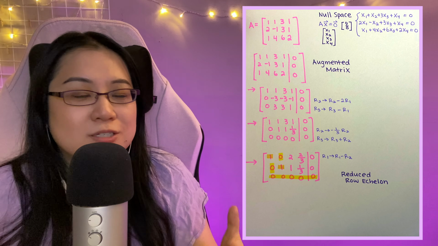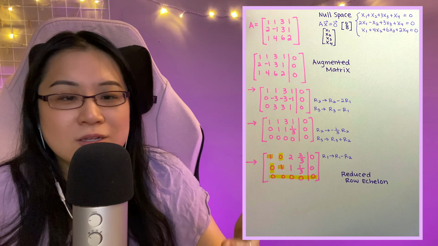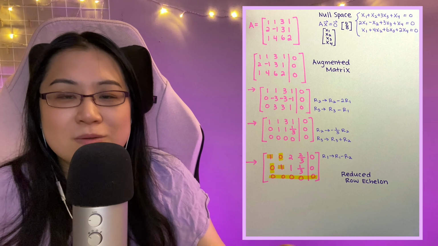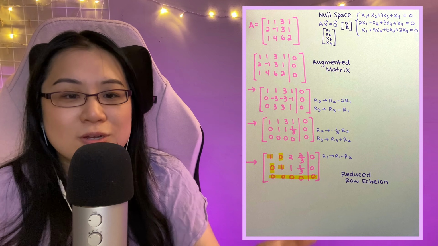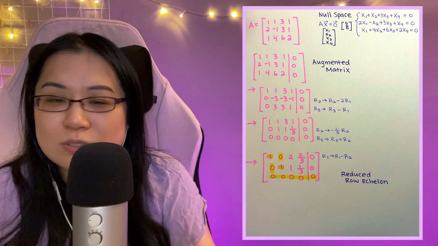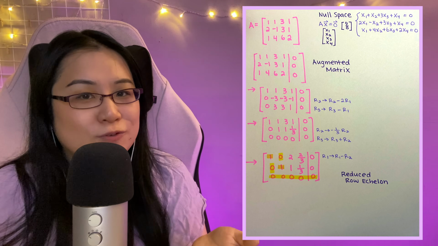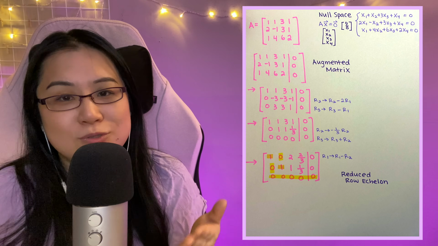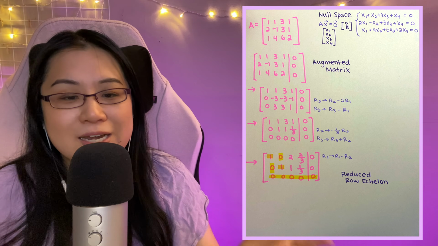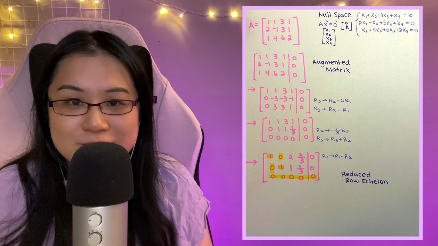So now if we just take row 1 minus row 2, the 1 minus 0 stays as 1, but 1 minus 1 is 0. 3 minus 1 is 2. 1 minus 1/3 is 2/3, and 0 minus 0 is 0. So that first row becomes 1, 0, 2, 2/3, 0. And now we have reduced row echelon form.